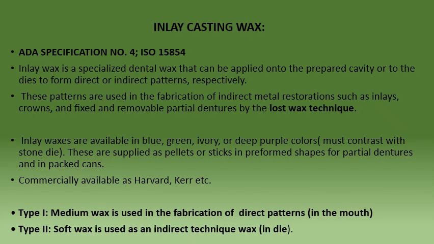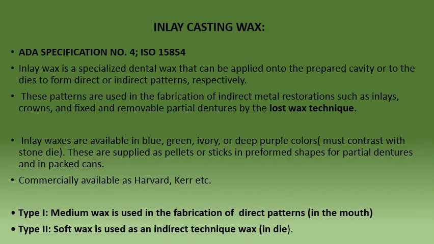After this, in the lab they will do a casting procedure wherein molten metal enters this mold space, and you get your cast metal restoration. The process of removing this wax is called the lost wax technique. Understood? So this is basically about inlay wax. Again, the ADA specification number is 4, and they are classified as type 1 and type 2. Type 1 is a medium wax, type 2 is a soft wax. Medium wax is used for a direct pattern. Medium wax will have minimal flow, it will not flow like anything, because direct means you're doing it directly in the patient's mouth.